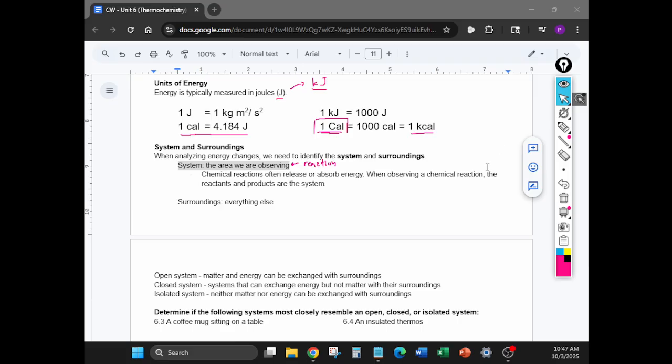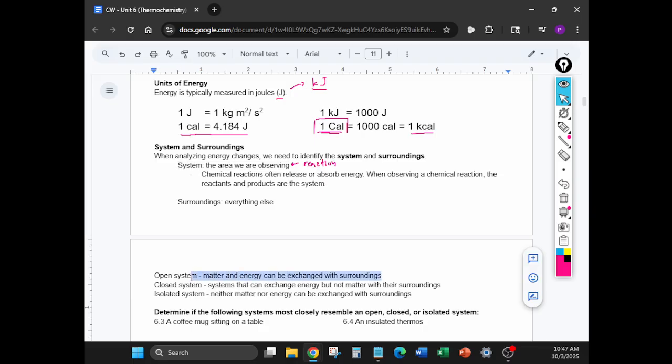All right, so a couple things. There are 3 different types of systems, and this might show up on the AP test. I'm not too sure. It doesn't show up too often. It's not going to be on our test, so if you want to ditch something, you can ditch this. The first type of system is called an open system. It's where matter and energy can be exchanged freely with the surroundings.